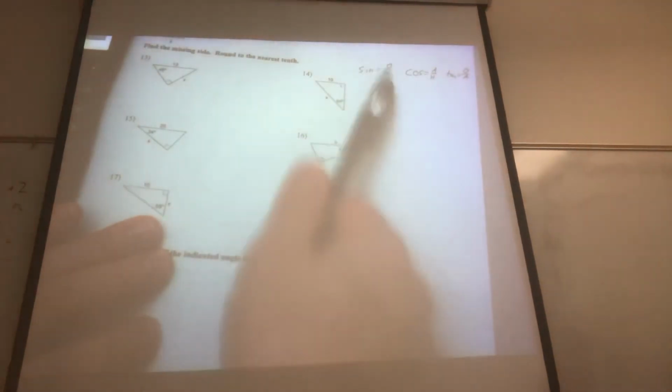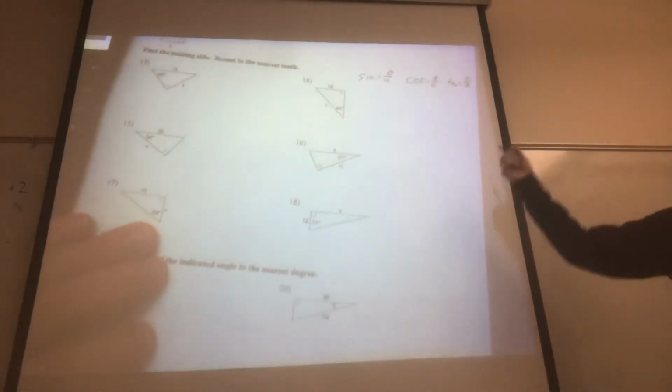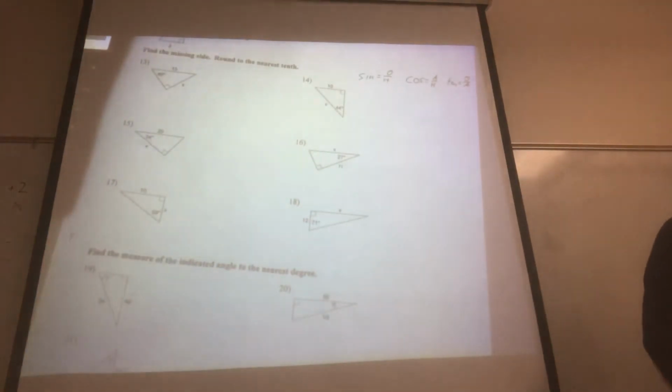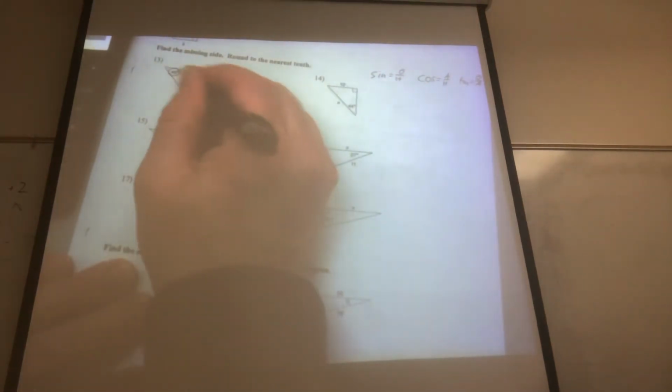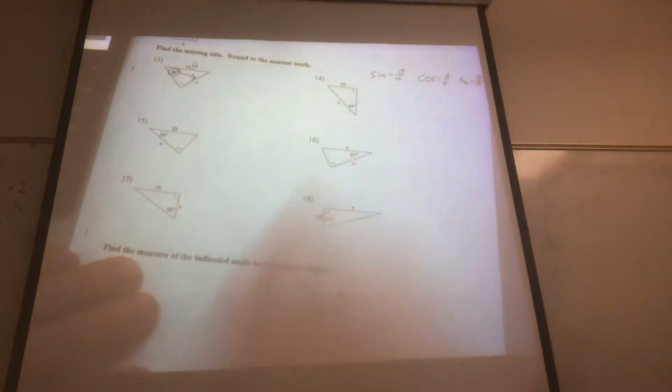Okay, SOHCAHTOA will be written on the board in here, or if you leave the room, it'll be written on your test. On this one, circle the angle, draw an arrow to the opposite, label the hypotenuse, which is across from the right angle.